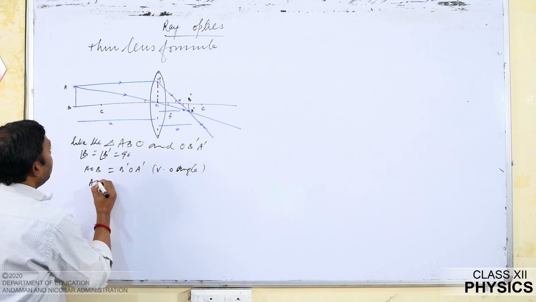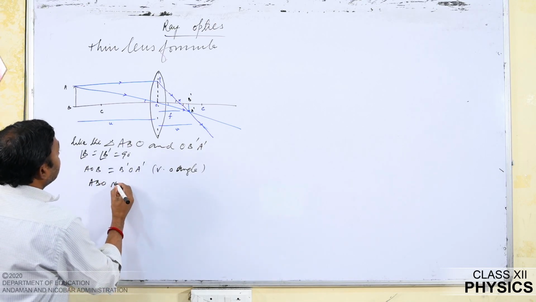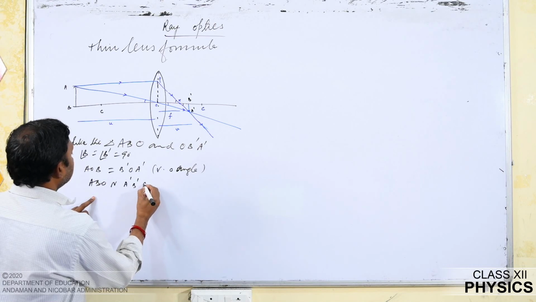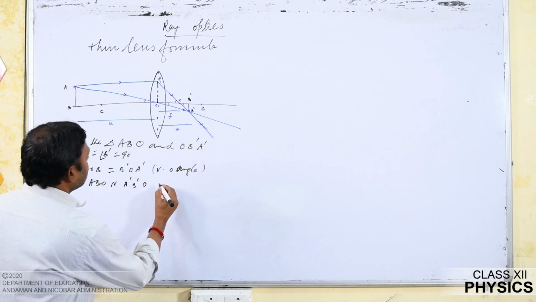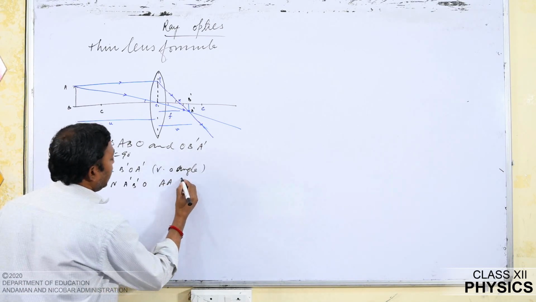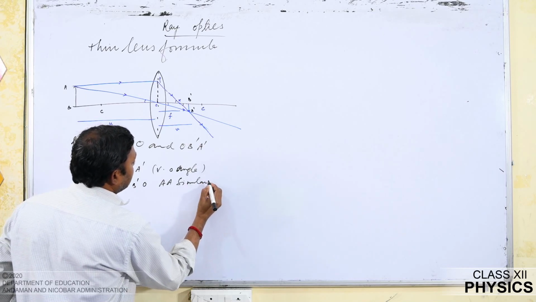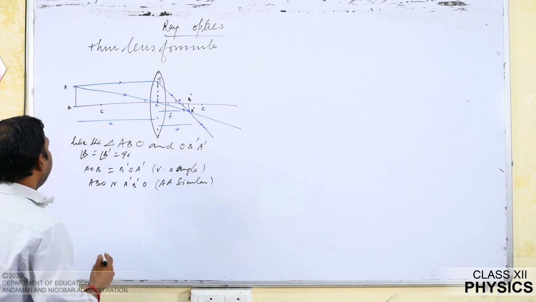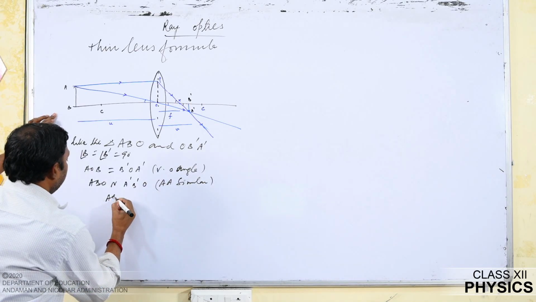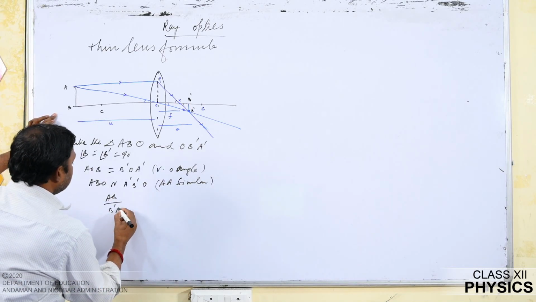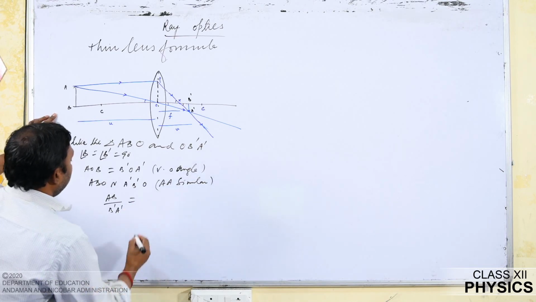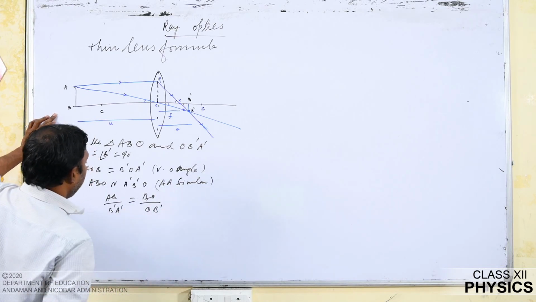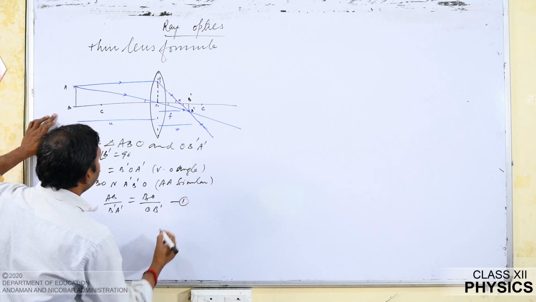So, we can write ABO similar to A dash B dash O. So, if two triangles are similar, then the ratios of their corresponding parts are equal, that is AB by B dash A dash is equal to BO by OB dash. Let this be equation 1.